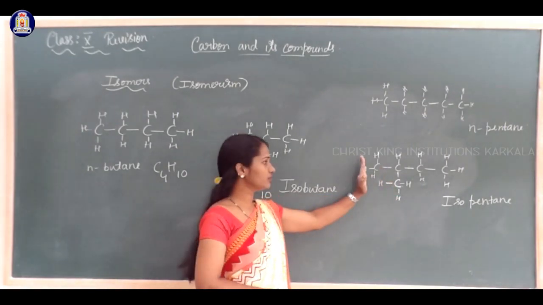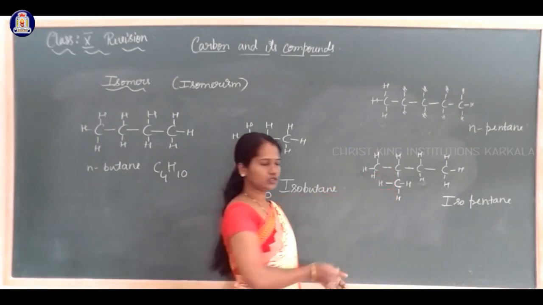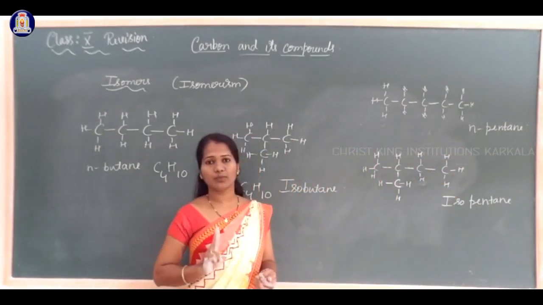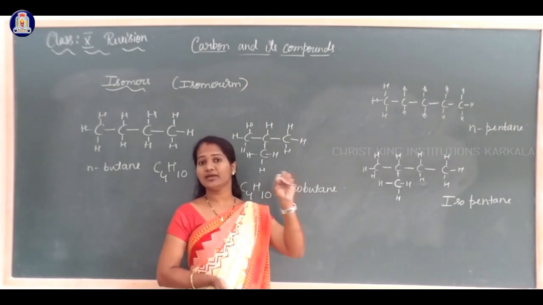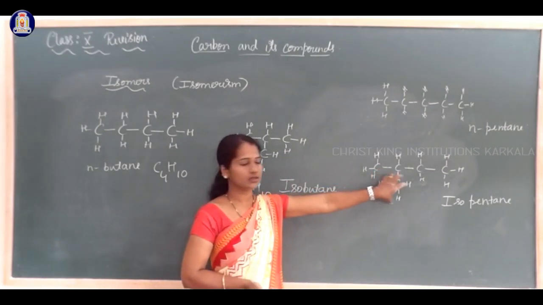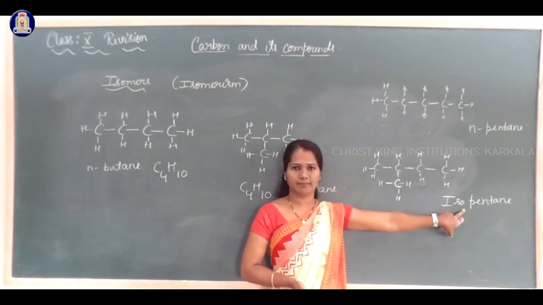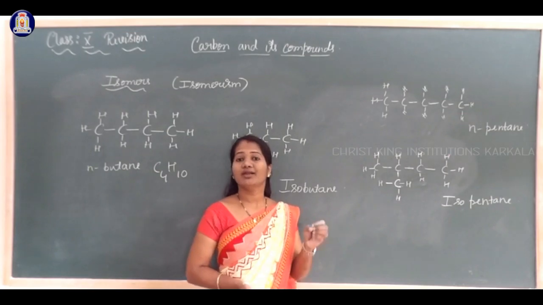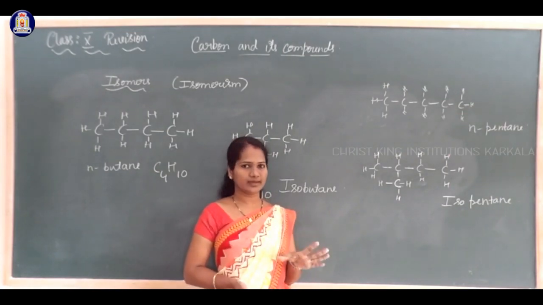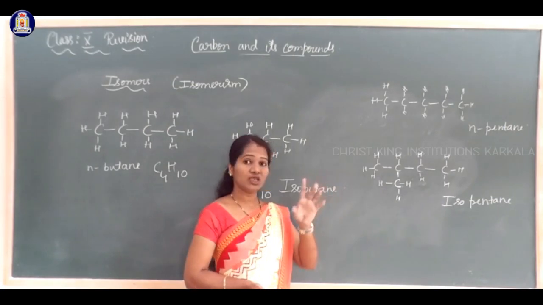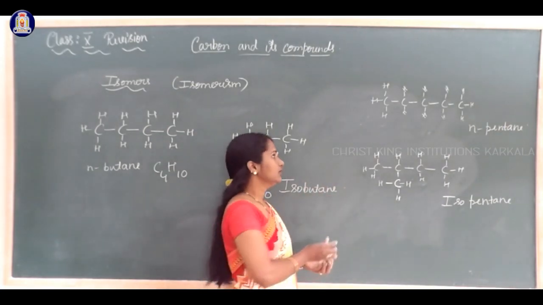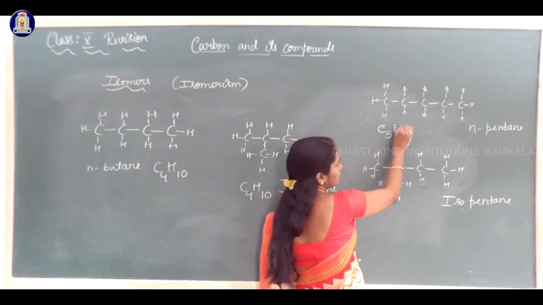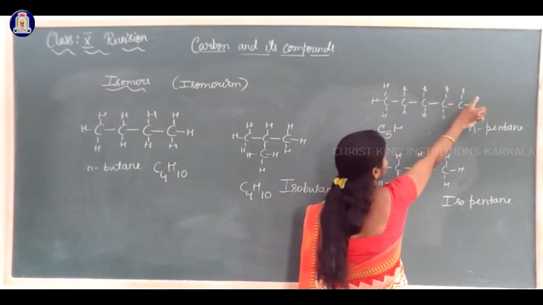Iso means that at the second position there is a branch. If you start from either side, this will be the second position. So for the second carbon, you have to write the branch. This is isopentane. In the exam, you may get a question: write the structure of isopentane. The molecular formula is C5H12.